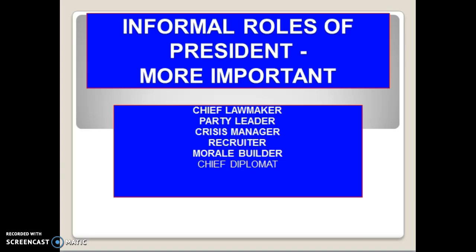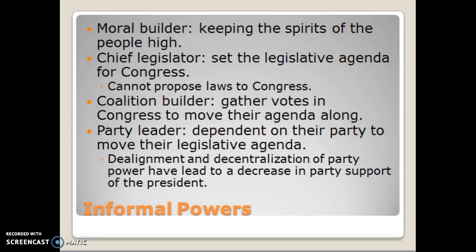So we basically just looked at the informal roles of the president. And a lot of times these get argued as being the more important roles than the enumerated powers granted by the Constitution, because these give the president a lot of his leverage, or their leverage, over Congress. So I'm going to talk about these in a bit more detail in the coming slides.